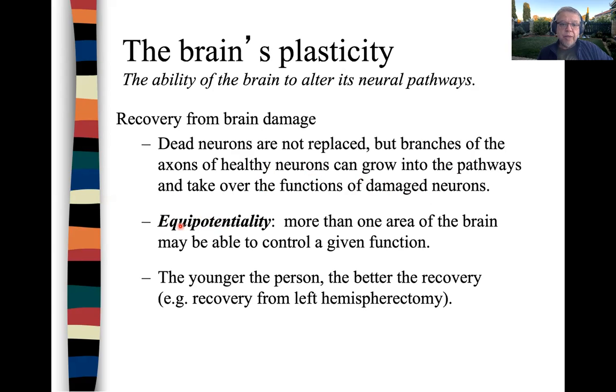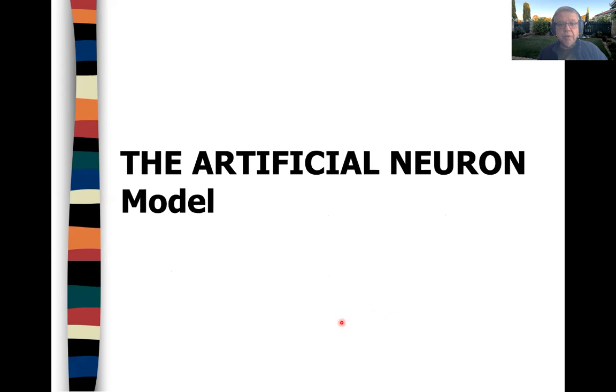And then you have also equipotentiality. More than one area of the brain may be able to control a given function. So the function is not allocated to just one certain area. It can happen in different regions of the brain. And the younger the person, the better the recovery. Recovery from, for example, left hemispherectomy. So the dissection or whatever of the hemisphere, the left hemisphere.